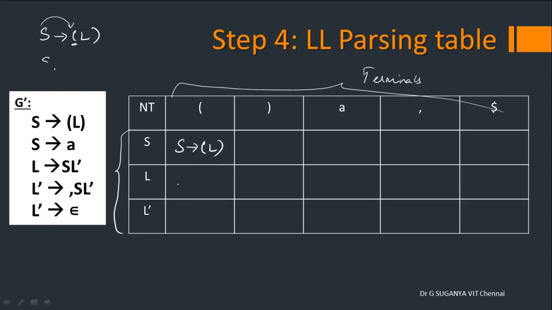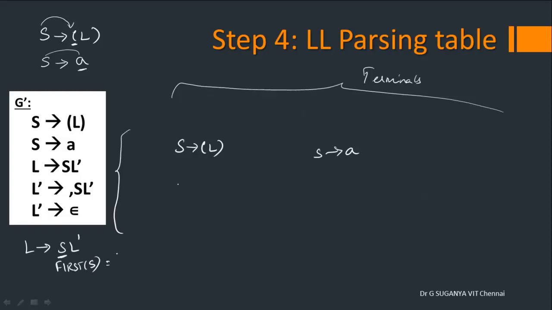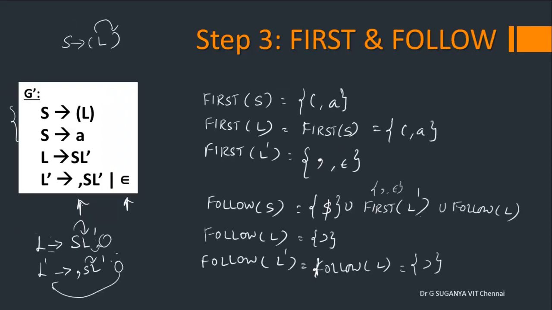Now, the second production is S gives A. Now check the first symbol. It is a terminal. So in S comma A, go and add the production. Now coming to L gives S L dash. What is the first symbol? It is capital S. When it is capital S, take first of capital S. What is first of capital S? Just go to the previous slide. You can check. It is left bracket and then A.